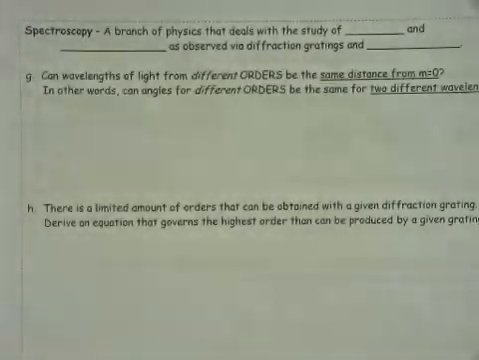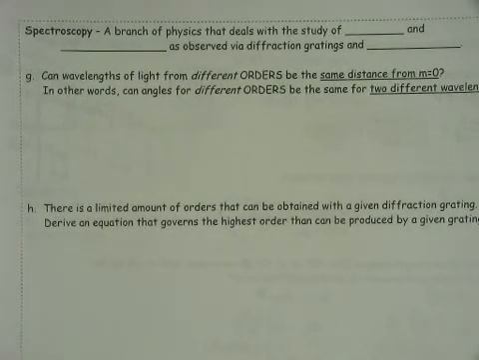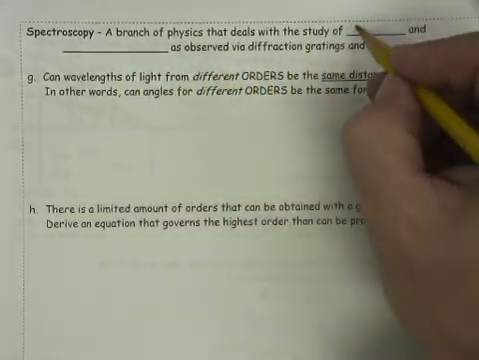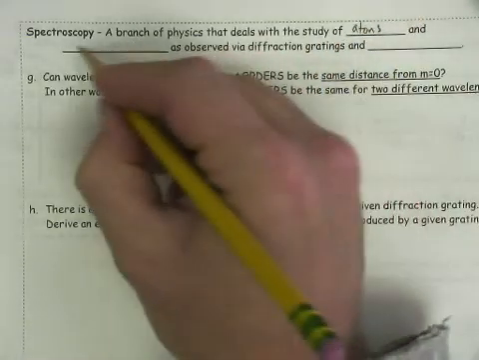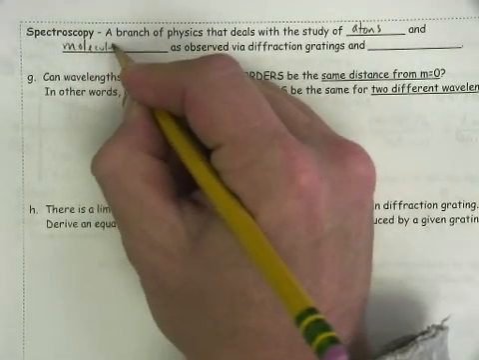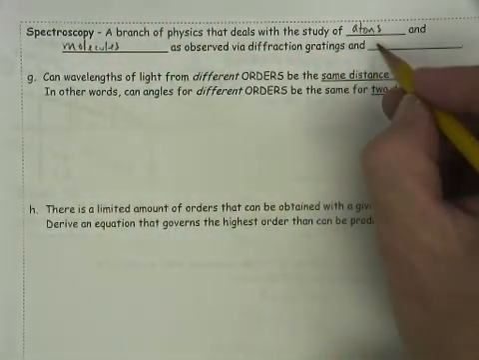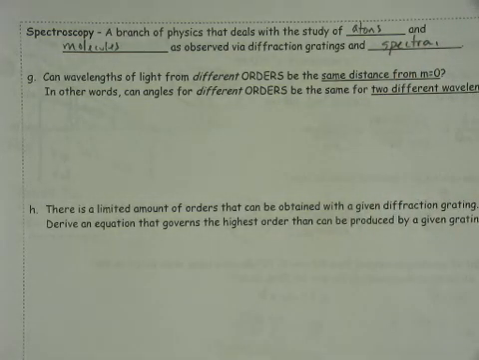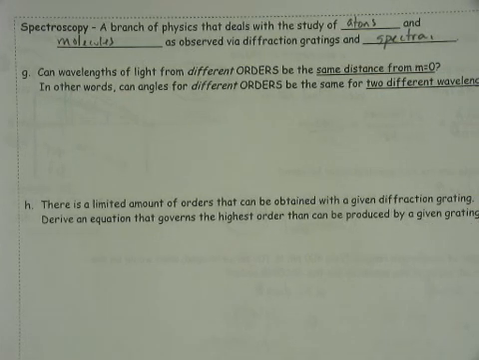All right, that's page 11. Let's go to page 12, last page. That leads us right into a discussion at the top of this page of spectroscopy. And spectroscopy is exactly what we just talked about. It's the science of studying the spectrum of different types of atoms and molecules. So a branch of physics that deals with the study of atoms and molecules as observed via diffraction gratings and spectra. And on Thursday, I'll see if I can show you some examples of what that actually looks like.